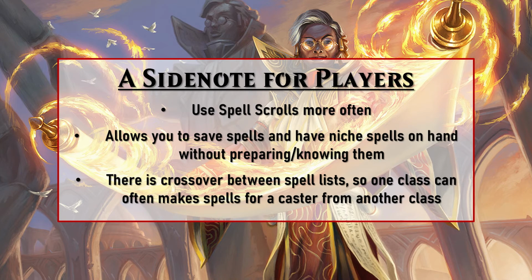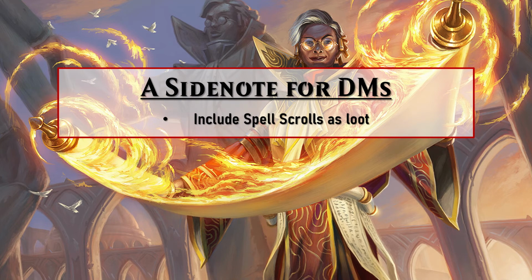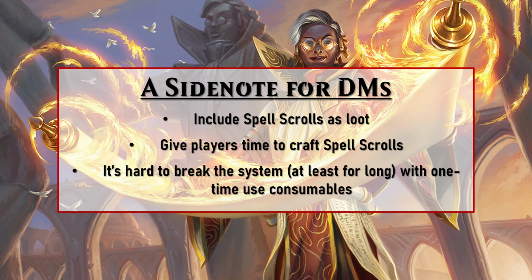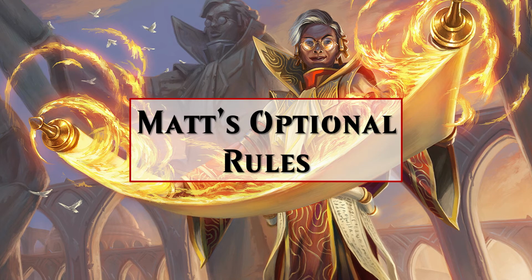Another brief side note here for DMs: whether you use my optional rules or not, please start including spell scrolls as loot more often in your games. Also, open up the opportunity for players to spend time to craft spell scrolls if they have an interest in doing so. More consumable items can make for more interesting combat, and I think it's pretty hard to really break the system unless players are intentionally doing so, in which case it's time for a come to Jesus talk with them. Now let's get into my solutions.